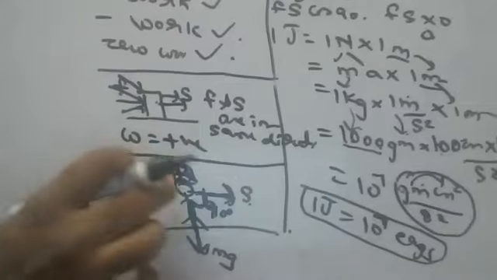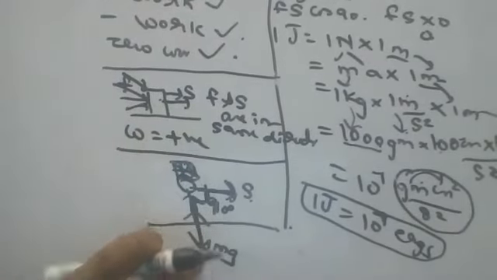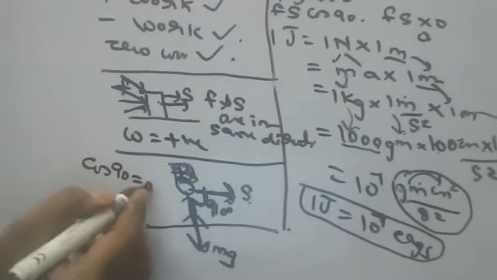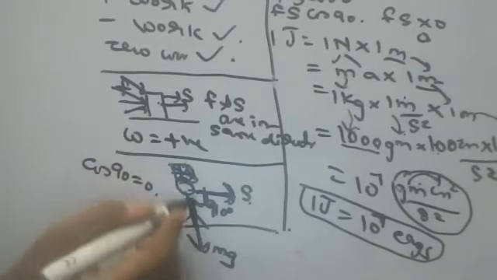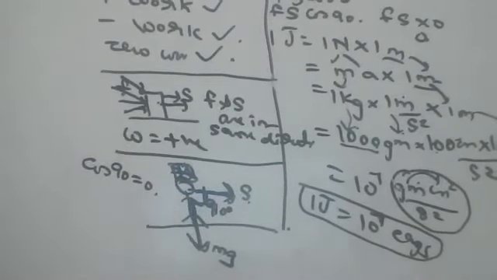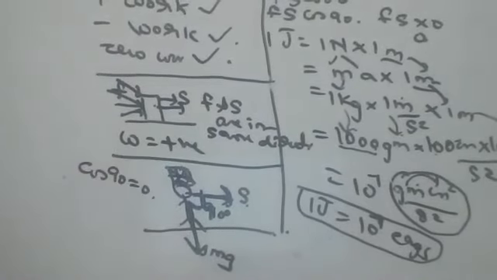According to physics, a railway porter who is carrying a luggage on his head, his weight is acting downwards and he is moving in this direction. Cos 90 is equal to 0. So according to physics, he is not doing any work. But if you say that, he won't keep quiet, children. This is the second case, zero work is done.